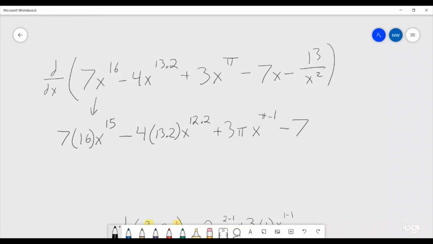minus 7 from the 7x, and then the 13 over x squared. This can be rewritten as 13x to the minus 2. So bring down the exponent, so we have a minus 13 times minus 2 x to the minus 3, and that is the derivative of this function. They're all pretty much exactly like this. Rewrite it in terms of x to a power, subtract 1 from the power, and move the original power out front to the start. And that's how all of these are going to go.